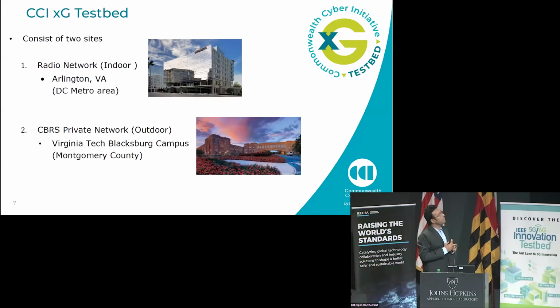So these are the 2 components of the CCI xG testbed. The first one is the radio grid network. That is the indoor component of the testbed that is located in Arlington, Virginia. And the second one is the CBRS-based private network that we are building outdoors on Virginia Tech's main campus in Blacksburg, that is in Montgomery County.